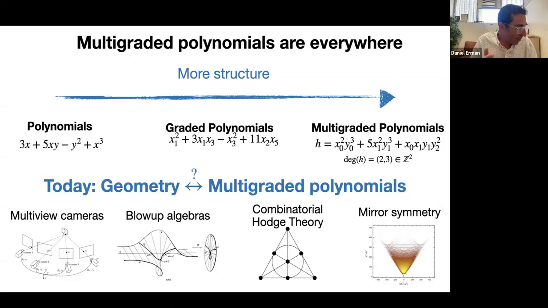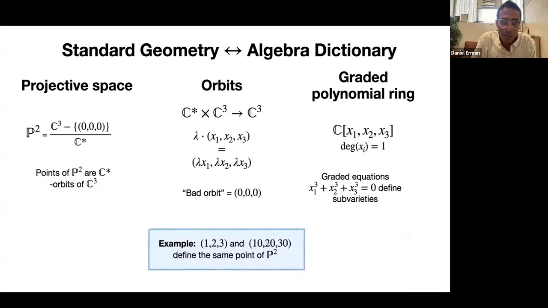And the fundamental thing, at a high level, that I want to talk about today is how to think about the geometry of multigraded polynomials. What's the geometric picture we should associate to a multigraded polynomial ring? So I'll start with something which I am going to guess is familiar to everyone in this audience, which is the standard geometry algebra dictionary.